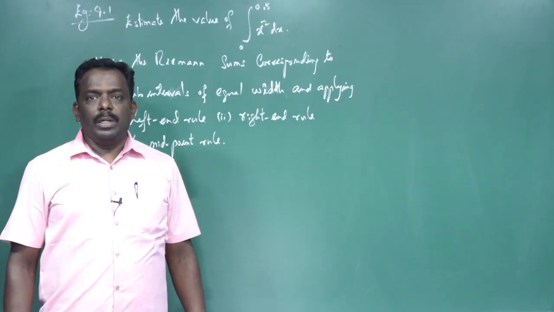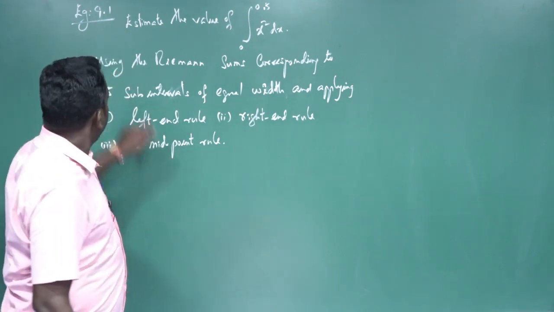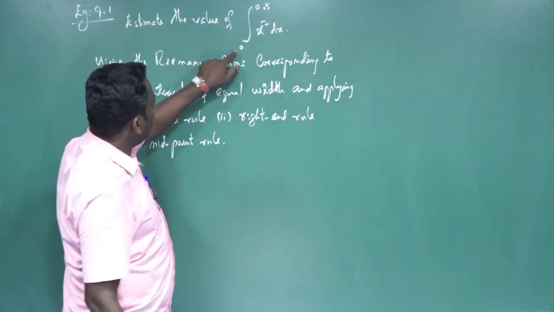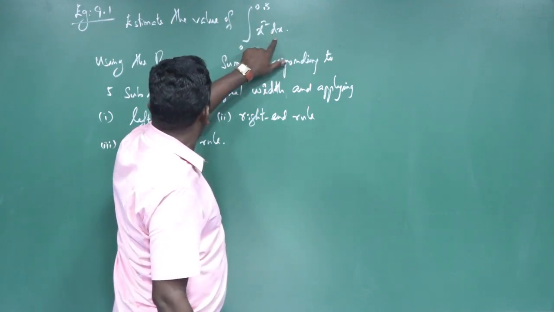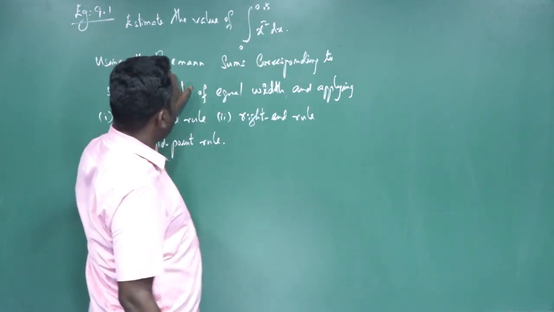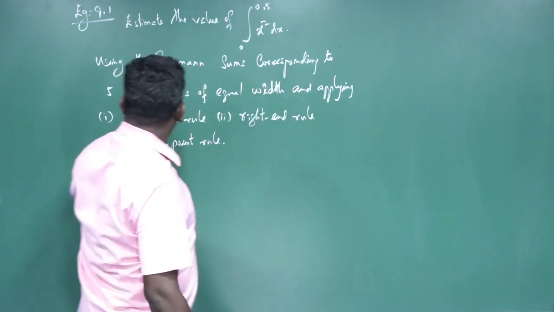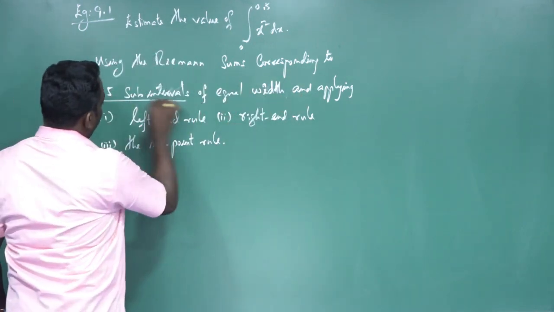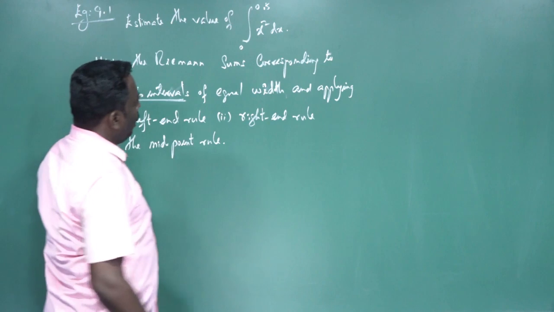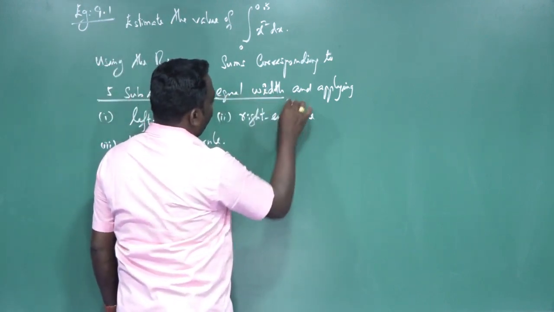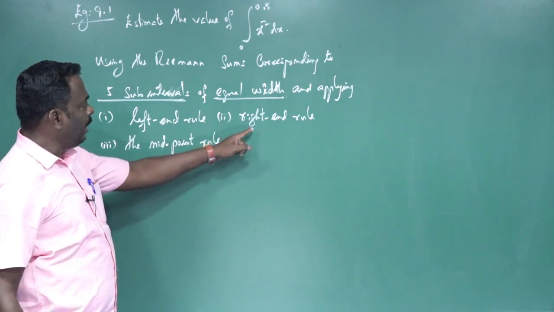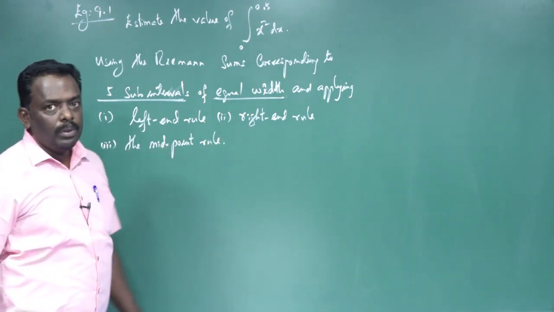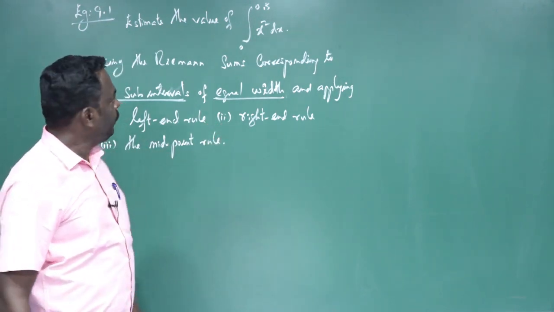Welcome to the first example, example number 9.1. Estimate the value of the integral from 0 to 0.5 of x square dx by using Riemann integral sums corresponding to 5 subintervals of equal width, applying the left end rule, right end rule and midpoint rule to solve this sum.